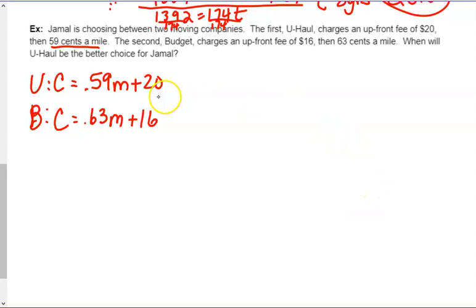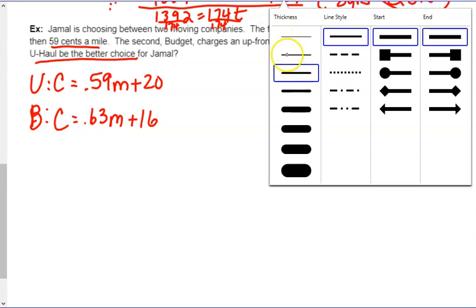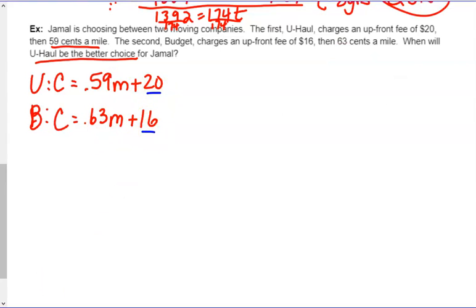Now, it wants to know when U-Haul is the better choice. Well, up front, what do we know? I can see that if I let M equal 0, I don't drive anywhere. Both of these terms are going to go away. 20 is bigger than 16. Therefore, U-Haul is more expensive at the start than the Budget. Eventually, though, these lines are going to cross. So I end up having something like this being U-Haul and this being Budget. And so at some point, they're going to be equal, and then the U-Haul is going to be cheaper than the Budget. It's going to be smaller than that, okay?